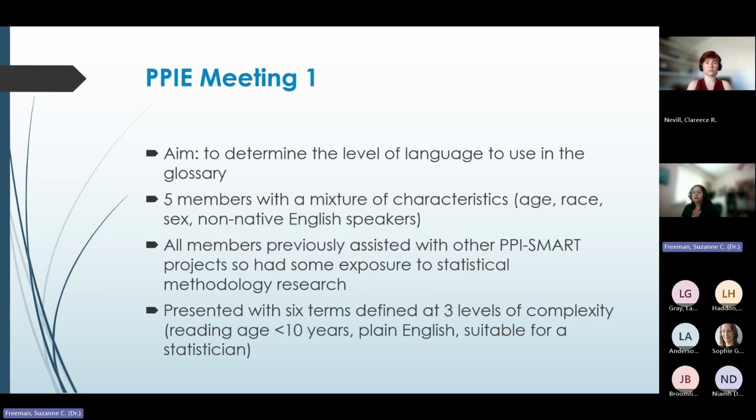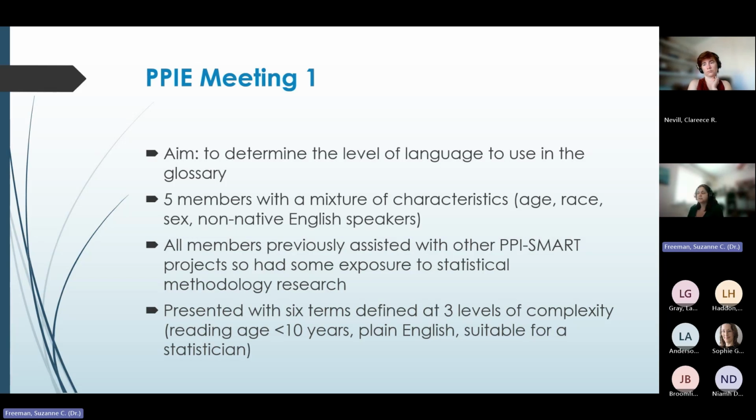At this point, we weren't too sure about whether we were pitching the glossary at the right level, with some of the childlike definitions that had come out. So we decided to meet with the PPIE group first. Our first PPIE meeting had 5 members with a mixture of different characteristics. All of those members had previously assisted or been involved in previous PPI-SMART projects, so they had had some exposure to statistical methodology research.